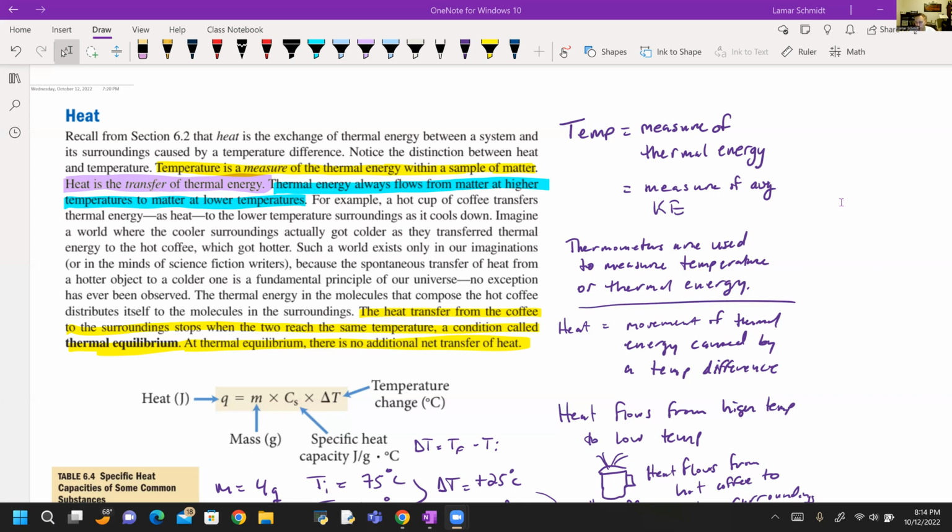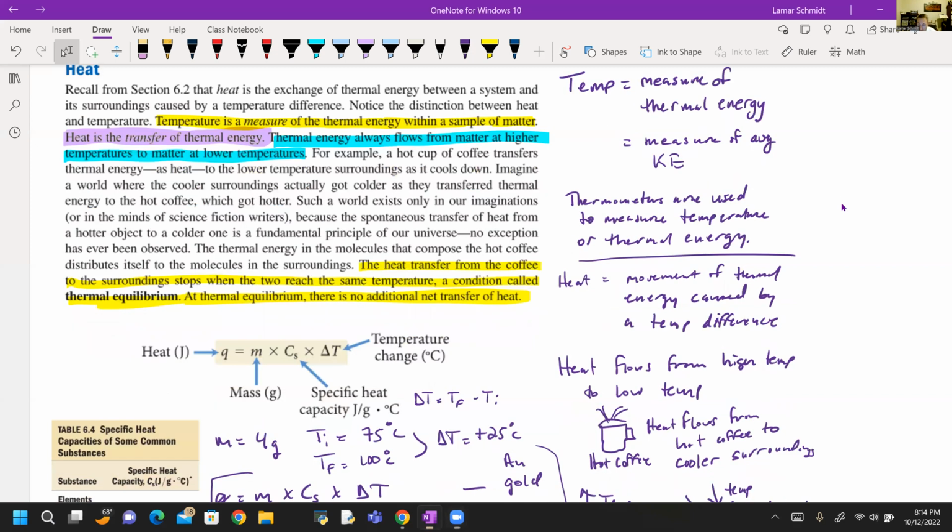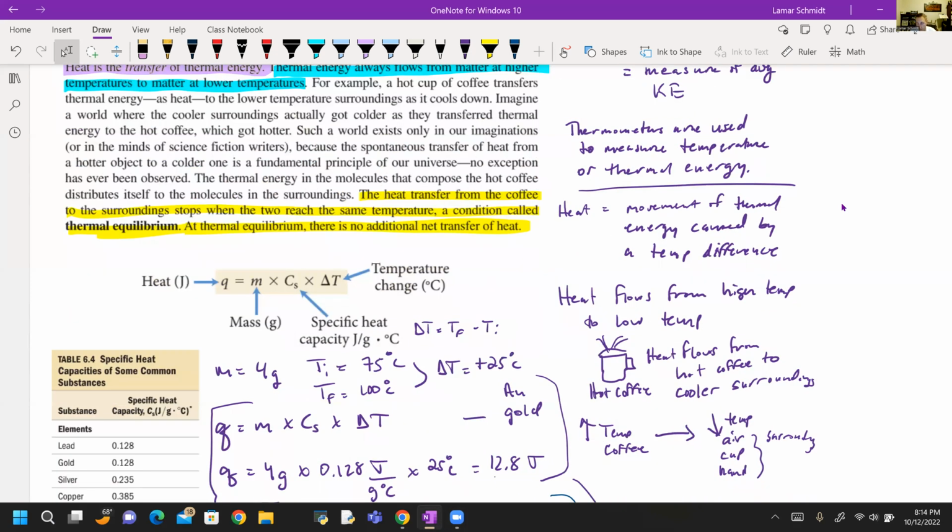And then how do we measure temperature? Well, we know thermometers are used to measure temperature, or you could say they measure thermal energy within a sample. And so heat is the movement of energy. And why would heat move? Well, it moves because of a temperature difference between a system and surroundings, or the temperature difference between two objects. And which way would that move? If we read our text, we see that heat flows from higher temperature to lower temperature.